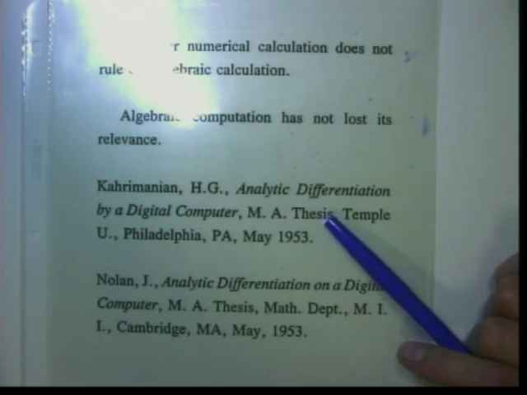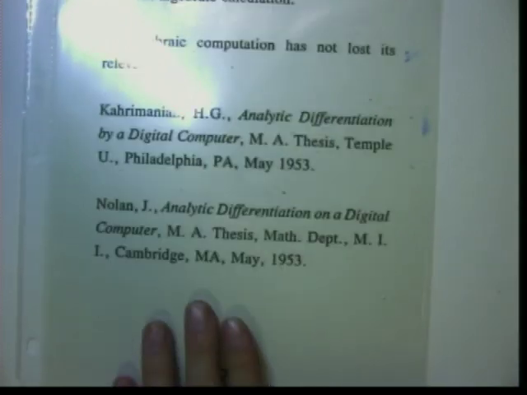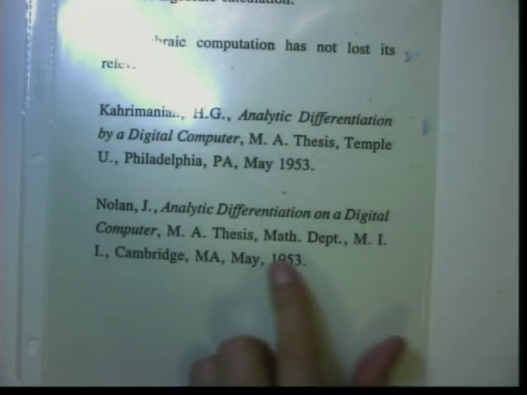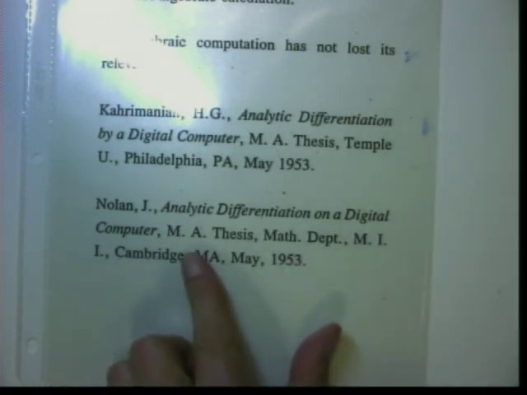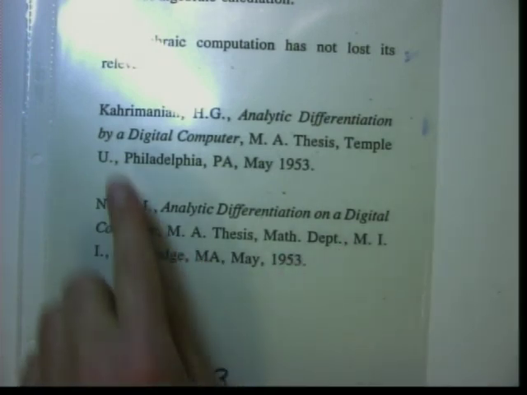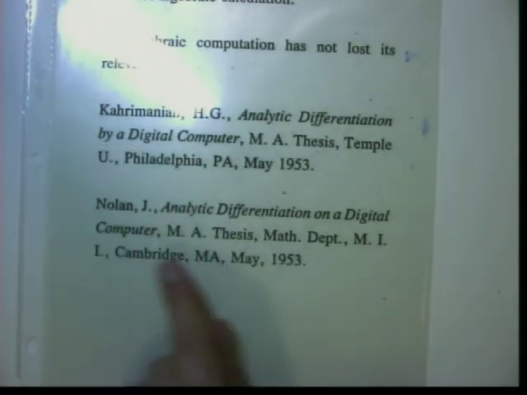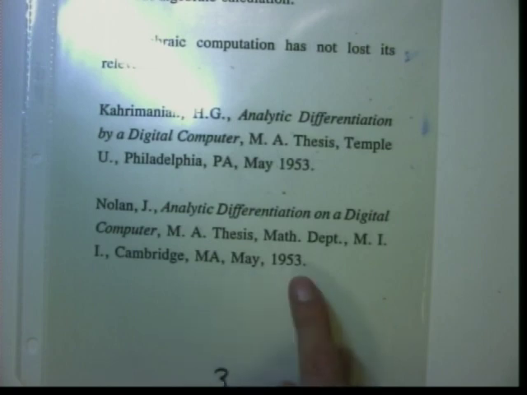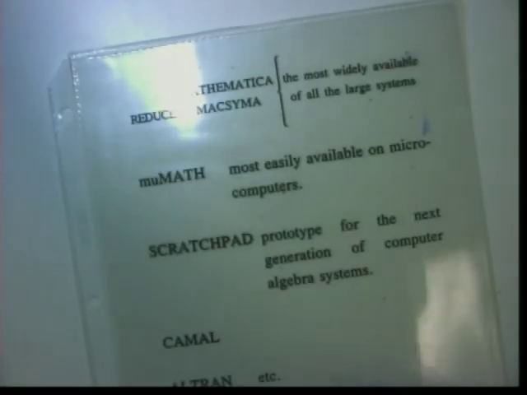Even I was a kid, and you guys were not yet in this world. The second is Nolan, also Analytic Differentiation on a Digital Computer. The difference here is "by a digital computer" versus "on a digital computer." This is May 1953, also May 1953. These are two very famous master's theses for doing this.